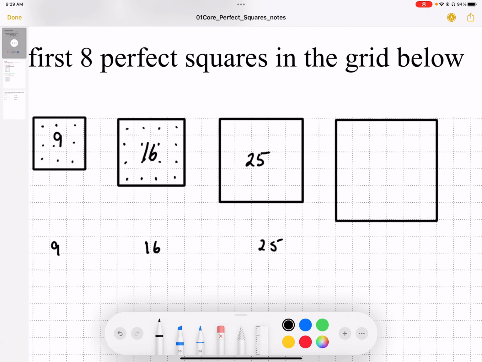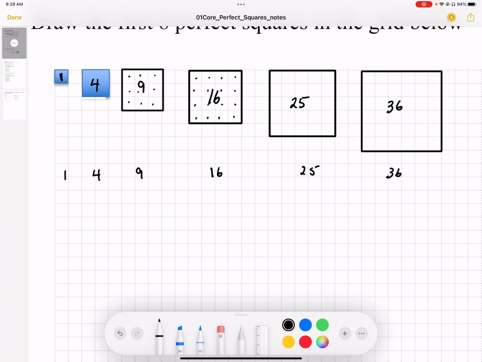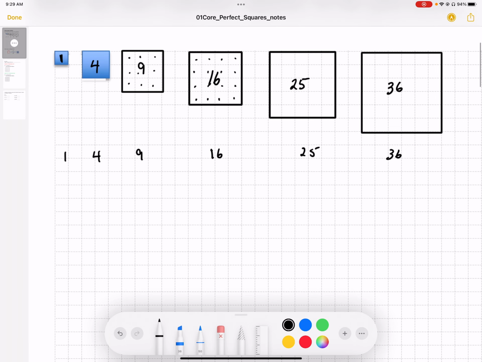We're going to get 36 squares in here, and that's going to be a 6 by 6 square. So 36. I want you to make sure that you've drawn these squares on your grid. The next square is going to be a 7 square. So I go 1, 2, 3, 4, 5, 6, 7.